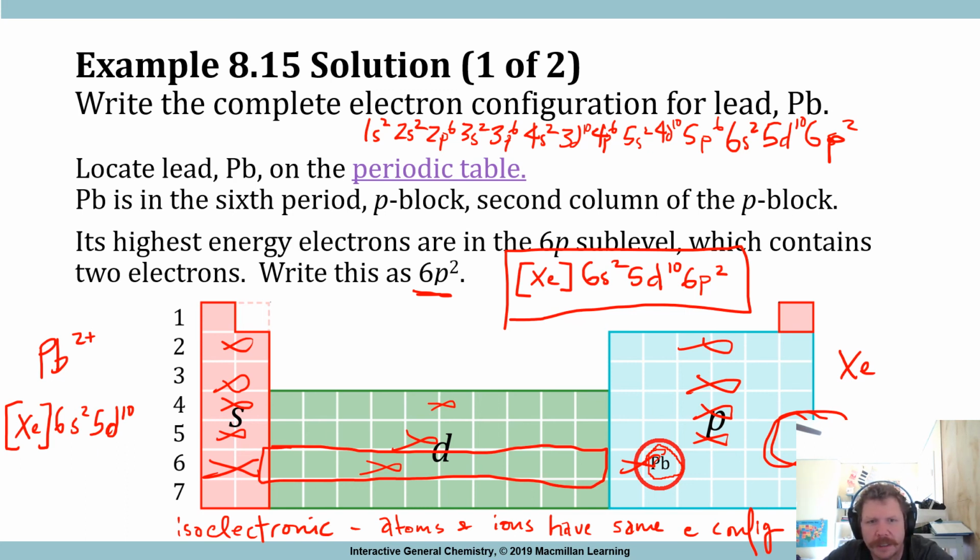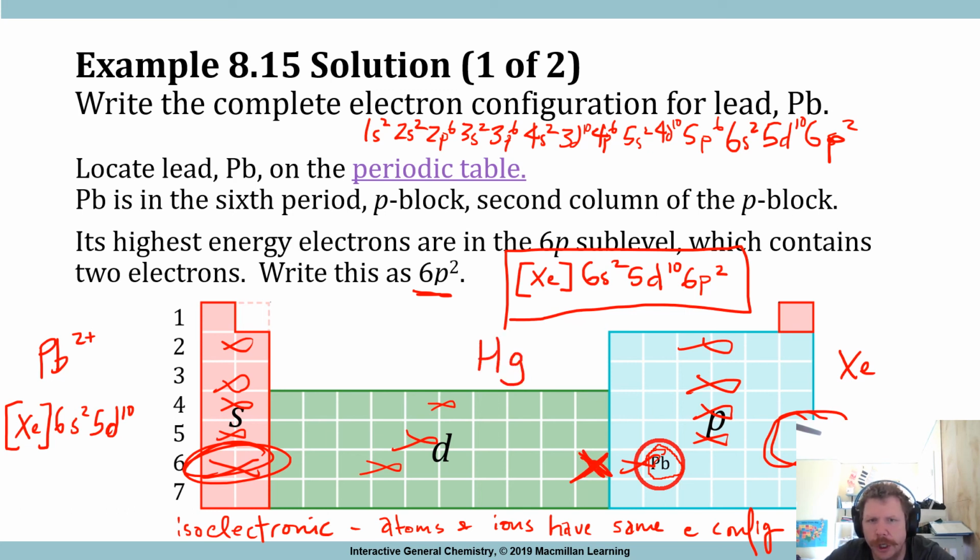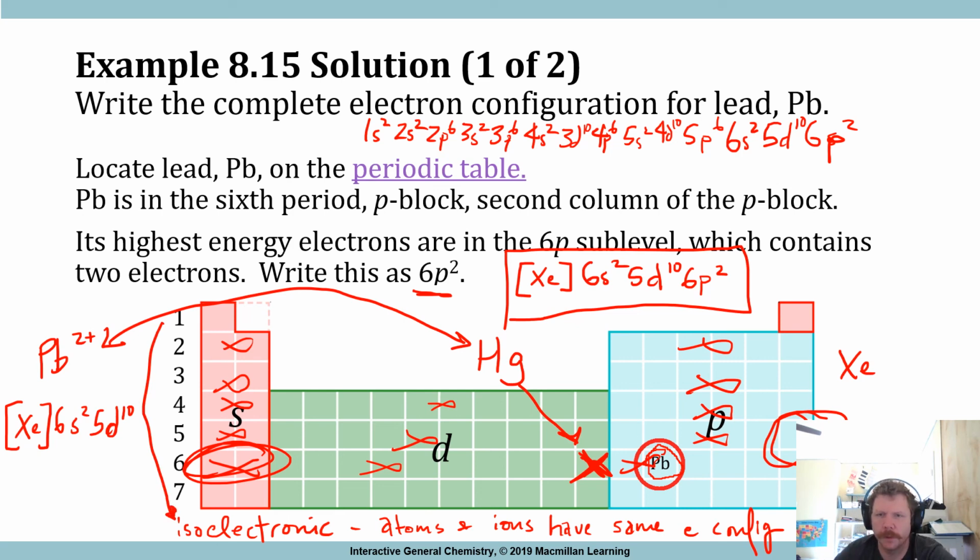So just as we saw here, Pb2+ has the 6s orbital filled, and it's got this one filled. So Pb2+ is isoelectronic with this element right here. And that element happens to be Hg, or mercury. So Pb2+ and Hg are isoelectronic with one another. All right, I hope that was all helpful. You got this, and we're almost done with chapter 8.